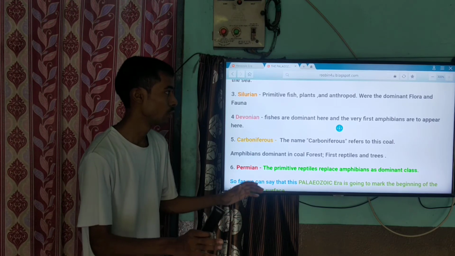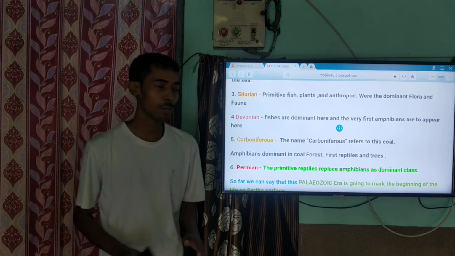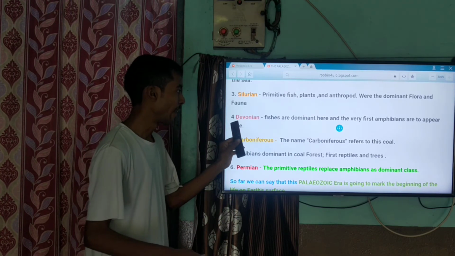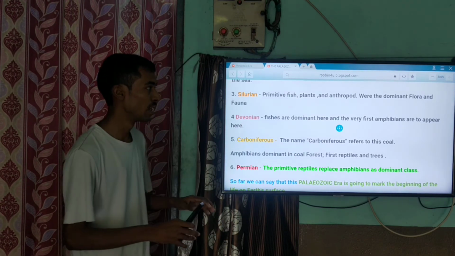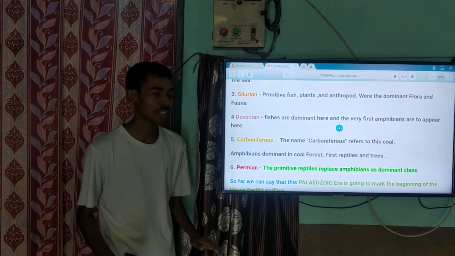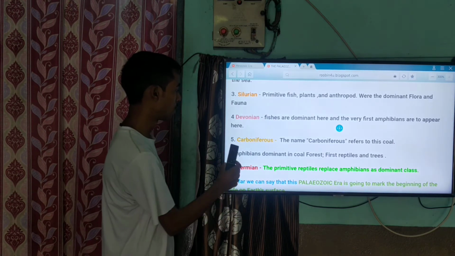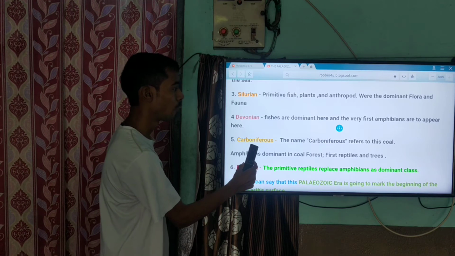Under which period will the first amphibians appear? It is the Devonian period where you will find the very first amphibians. Now the fifth one is Carboniferous.